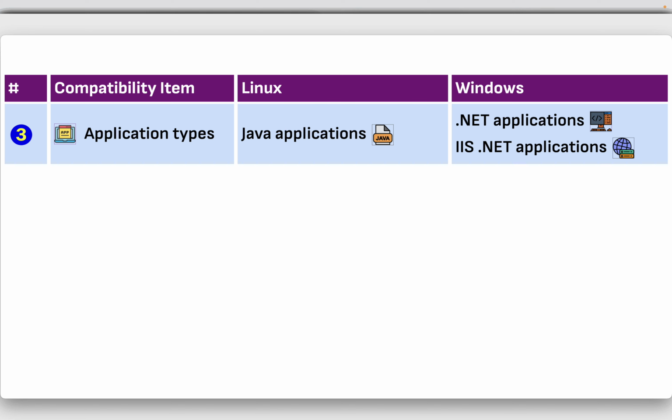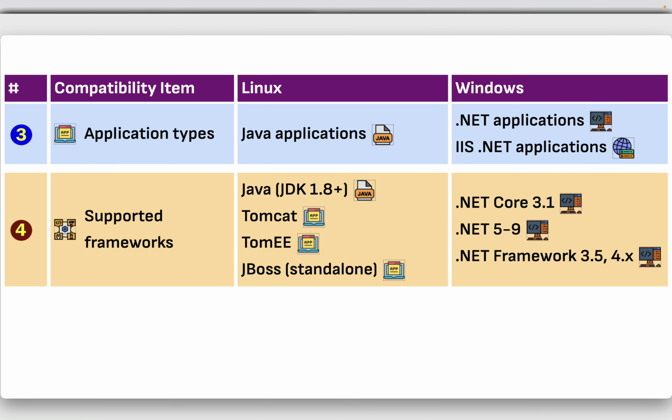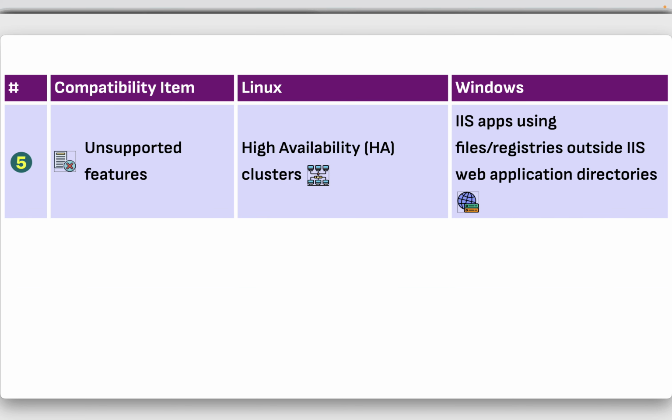Application types, so it includes Java applications on Linux, and on Windows it supports .NET and IIS .NET application. Supported frameworks, it includes JDK 1.8 and plus, application server like Tomcat, Tom Enterprise Server, and JBoss Standalone. And on Windows, .NET Core, .NET 5 to 9, and .NET Frameworks 3.5 and 4.x. Unsupported features, so high availability clusters is not supported, and on Windows, IIS apps using files/registries outside IIS web application directories.